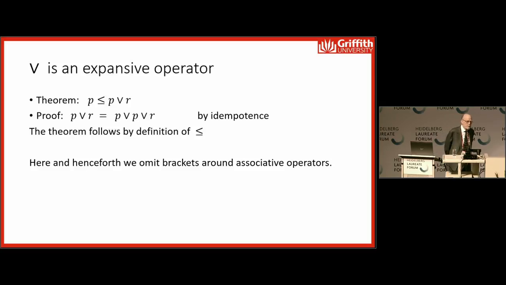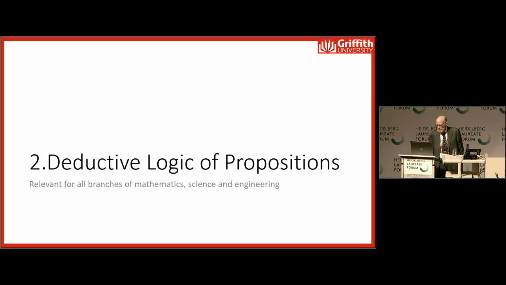Here I've suppressed, as mathematicians do, the use of the associative operator, and I'll do that again. And it's really what justifies having association as an axiom. It's the value of association that you don't have to use brackets. So that's my introduction to logic, to algebra. Move on to the deductive logic of propositions.